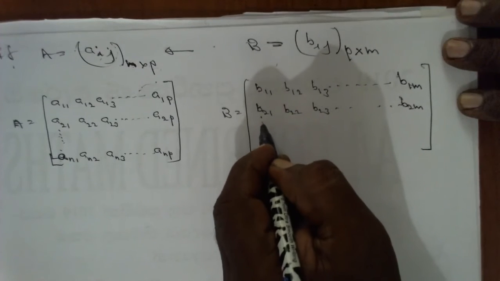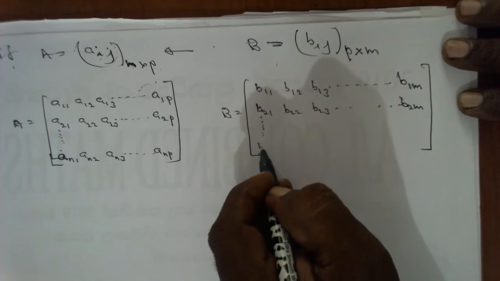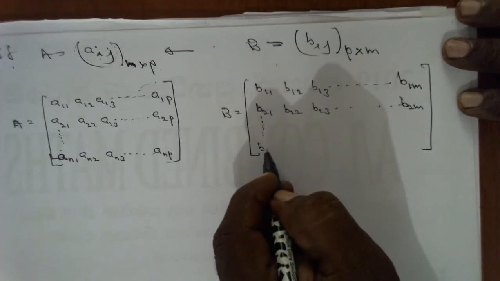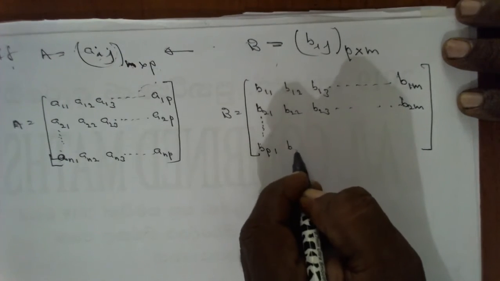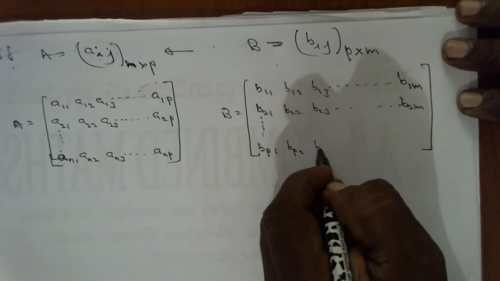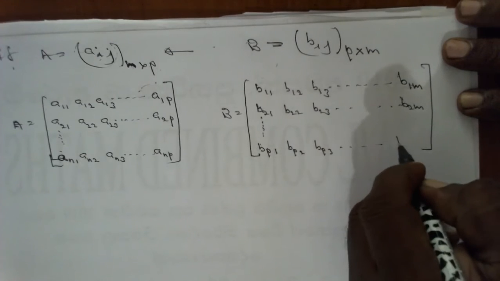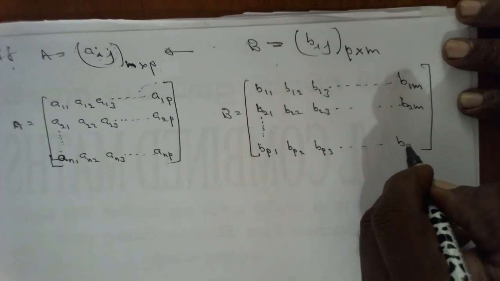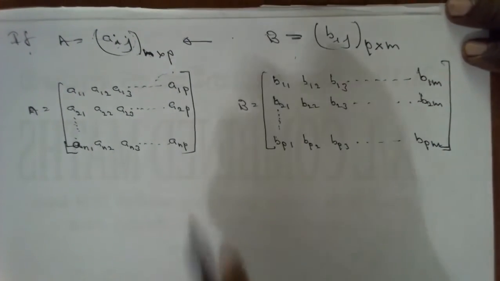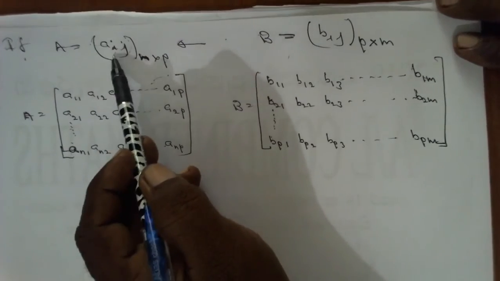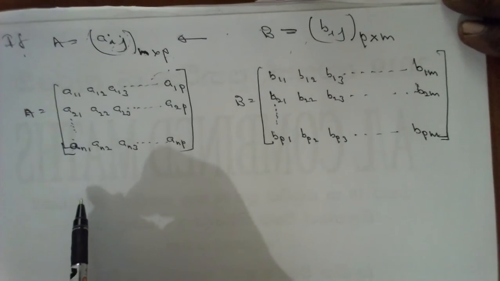Now put a line of dots like this. The last row: BP1, BP2, BP3, and the last element BPM. Clear. So this matrix in short form you can read like this, as a P cross M matrix. Right? Yes.